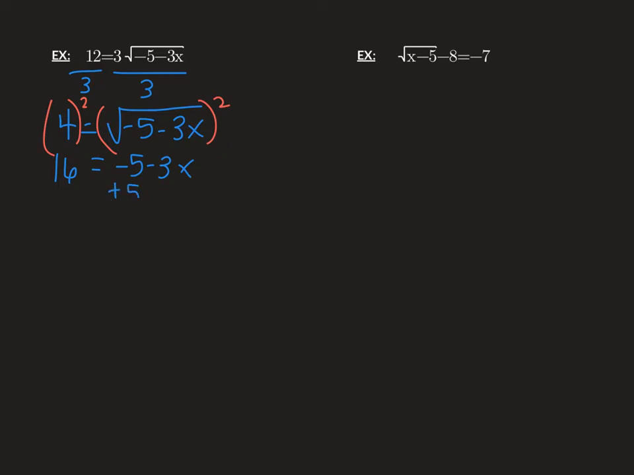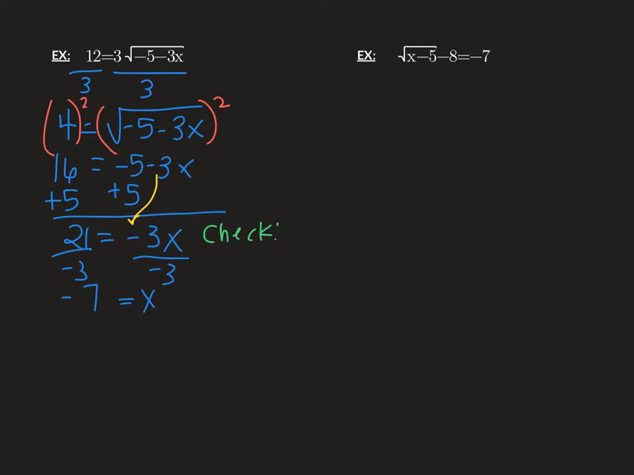So I'm going to add 5. And we get 21 equals negative 3x. Again, this is one of those problems where we need to make sure we remember to bring down that sign with it. And I'm going to divide both sides by negative 3. It's kind of funny, similar numbers to before. And we get x equals negative 7. So now let's check our work.